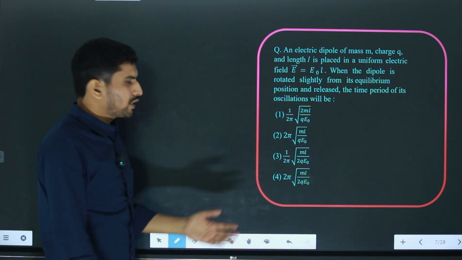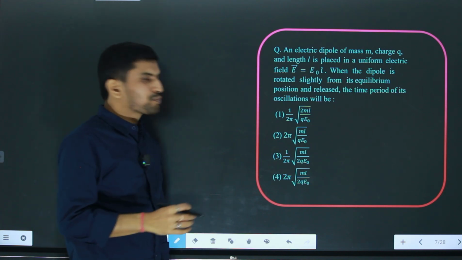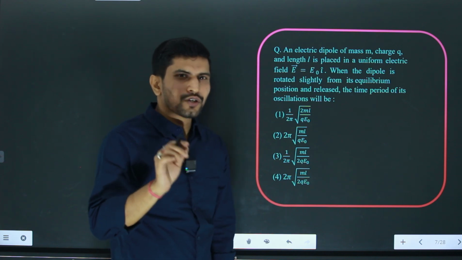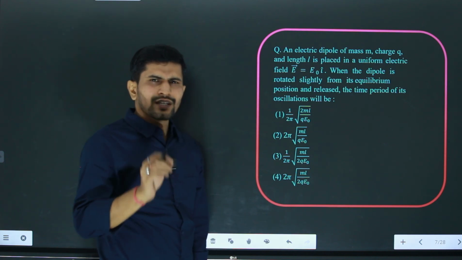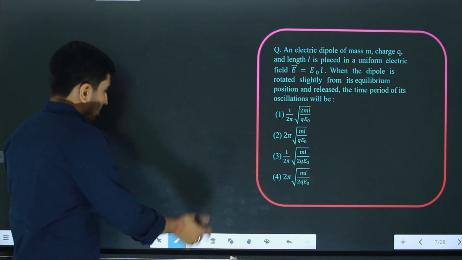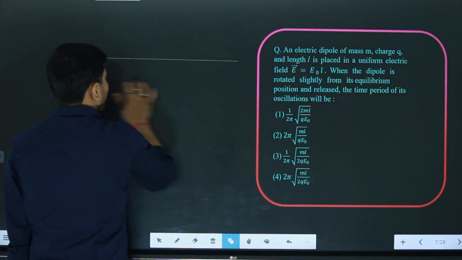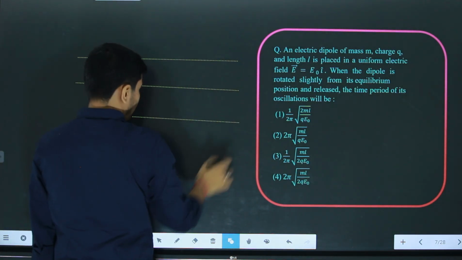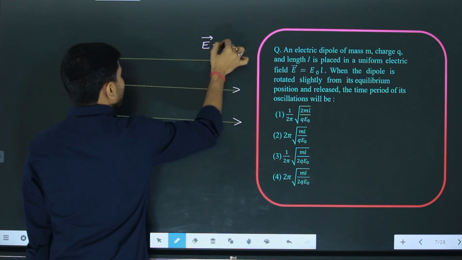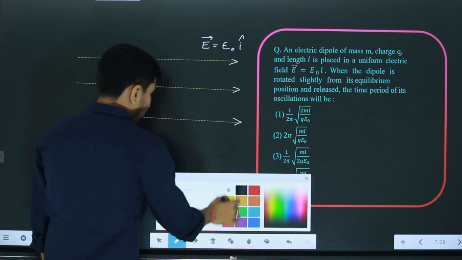Well, this question is from the electrostatics chapter, and it talks about a dipole which is placed in a uniform electric field, and the dipole is slightly rotated, or given some push, so that the dipole starts oscillating. So let's try to understand the situation. If I try to draw the situation, it will be like this. Let's say this is my uniform electric field, and the electric field's value is equal to E naught i cap.